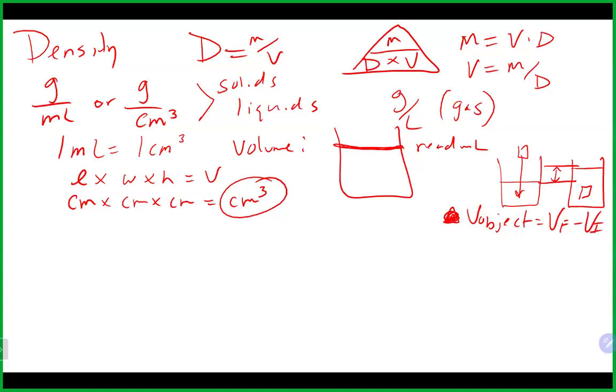So that's a very, very common way, volume by displacement, to get the volume of an object. Also, if you are given the density, you could use it as a conversion factor and do dimensional analysis. So remember, you had a density of 1.3 grams per milliliter. You could use that as a conversion factor of 1.3 grams over milliliters, or a milliliter over 1.3 grams. You could do a dimensional analysis, as we talked about a number of times throughout the semester.